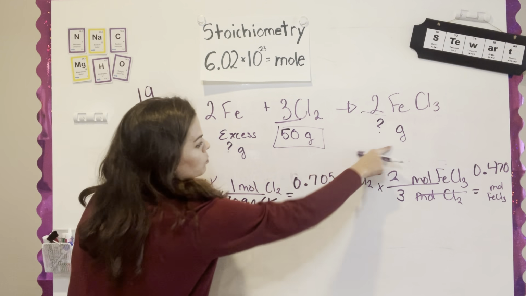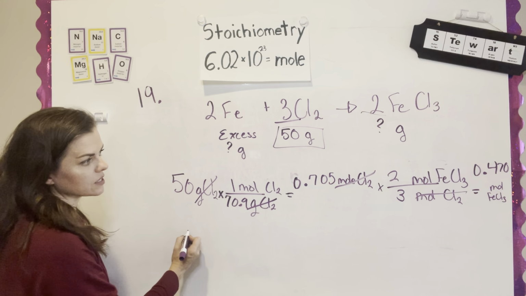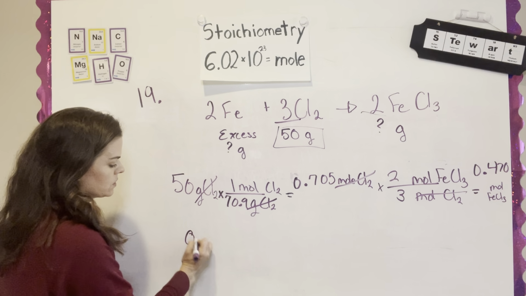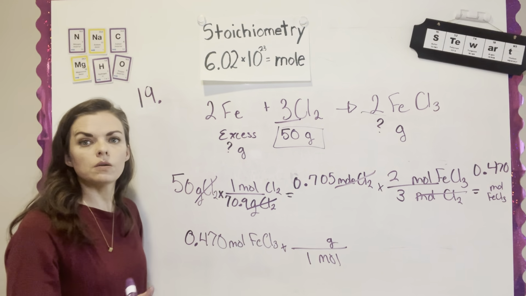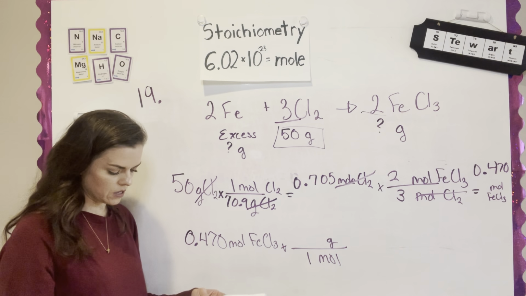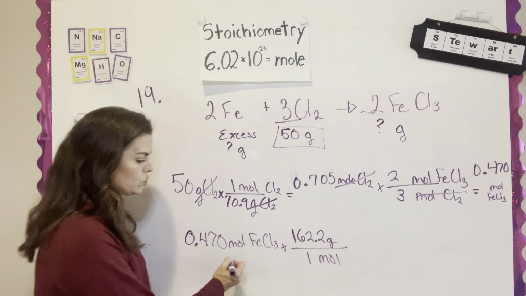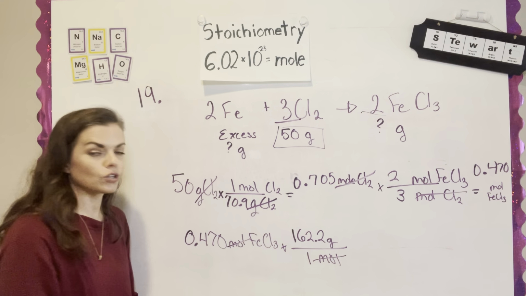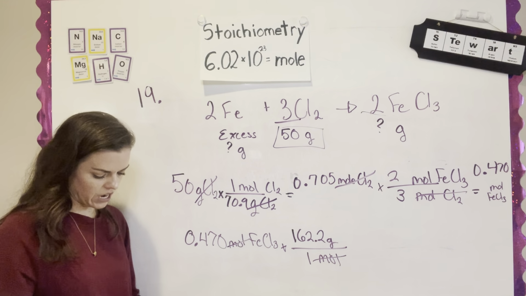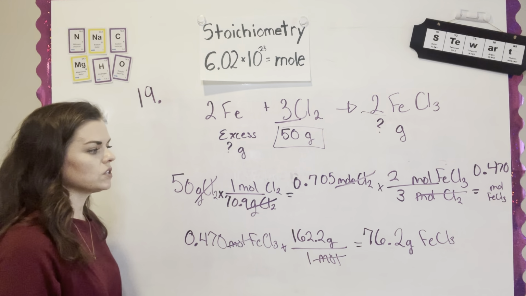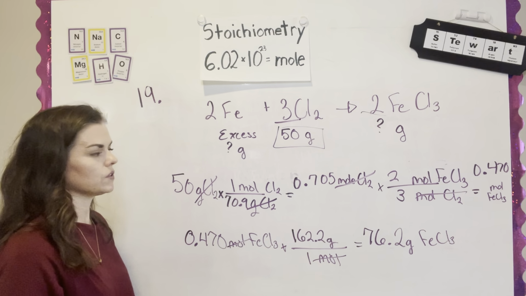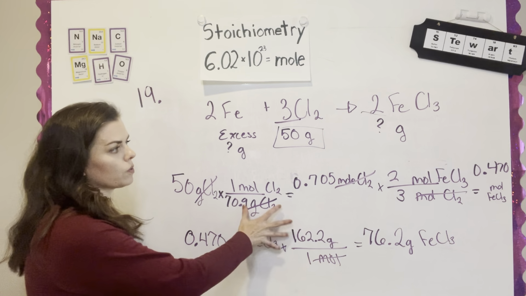It's not asking for moles of FeCl3 though, it's asking for grams of FeCl3. I need to find the molar mass of FeCl3. It is 162.2. So moles cancels out, and you're going to be left with grams of iron chloride. And you should end up with 76.2 grams of FeCl3. So that's just the first part of the problem here.